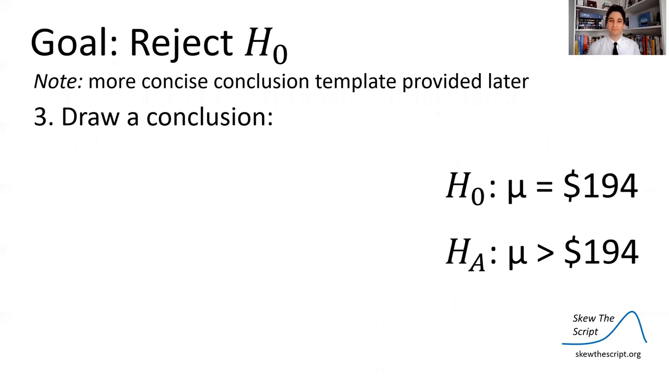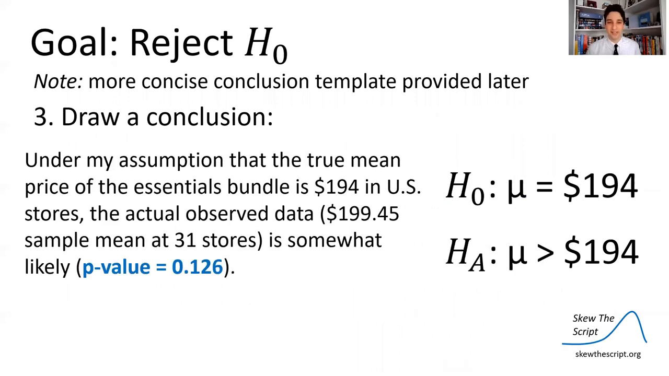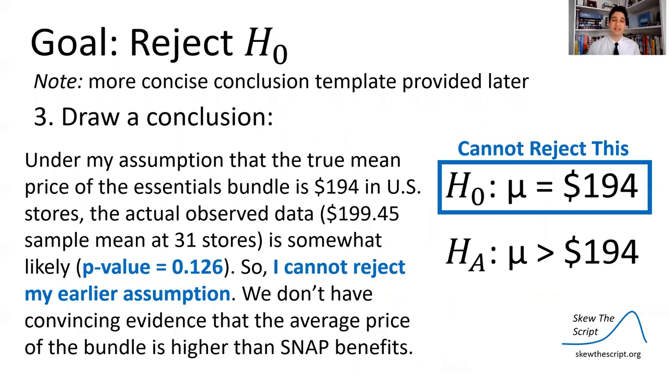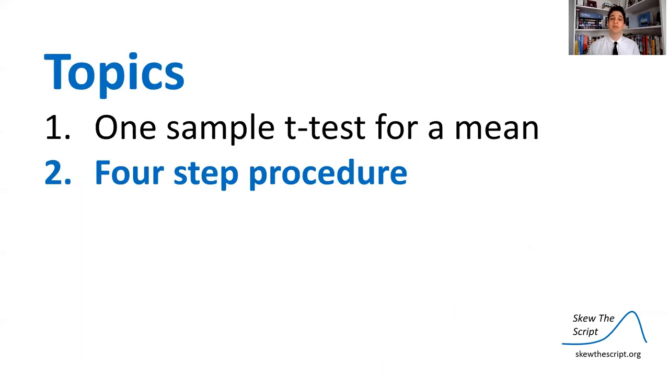So let's go to our conclusion. Under my assumption that the true mean price of the essential bundle was 194, the actually observed data where I got that 199 sample mean is still somewhat likely, 0.126, due to sampling error. So I can't reject the null assumption. I just cannot reject it. We don't have convincing evidence that the true average price of the bundle is higher than the SNAP benefits provided.